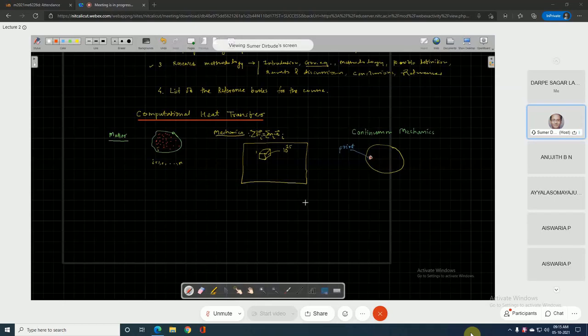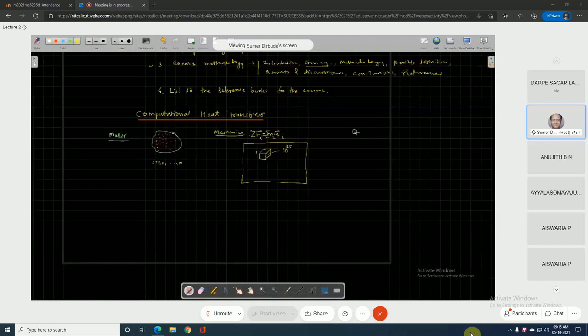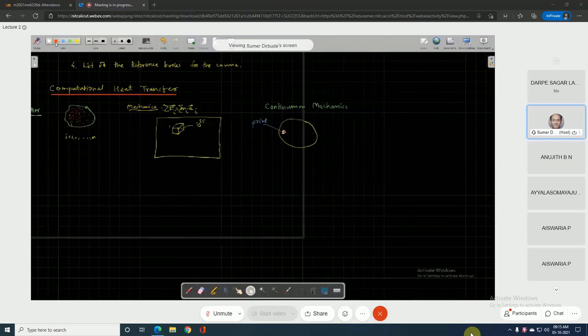But not all the particles, only some representative particles. Similarly, at another point you will have some representative particles, like that. So that you can define some properties of the system. Mathematically, you should be able to define properties of the system.